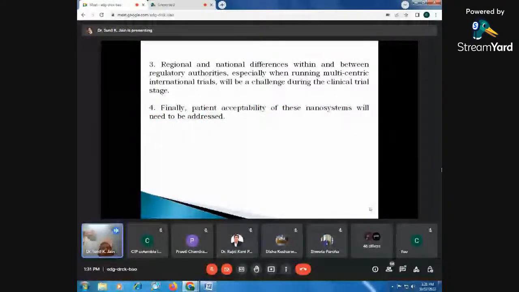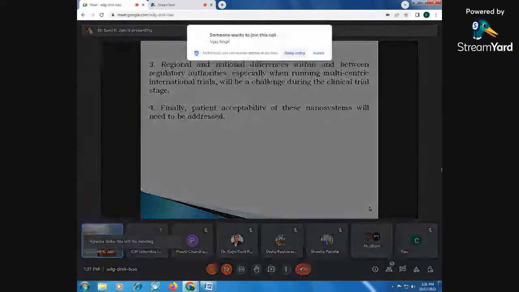Regional and national differences within and between regulatory authorities, especially when running multi-center international trials, will be a challenge during the clinical trial stage. Under such conditions, clinical trial studies are very difficult, and it's a major challenge. Finally, the acceptability of these nanosystems will need to be addressed and discussed properly.